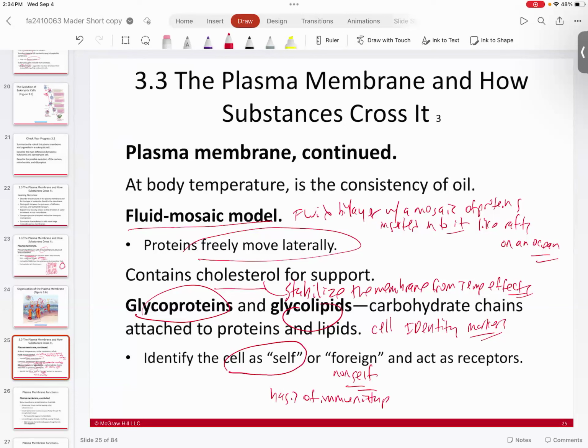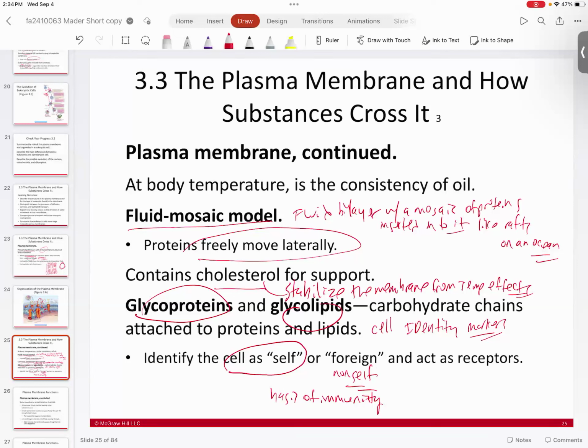Because every single cell in your body has like a name tag on it, right? Every single cell in my body has a name tag on it. So that's how my immune system sort of scans my entire body, checks everything out. If it sees my name tag, you're good, you're legit, you belong here.